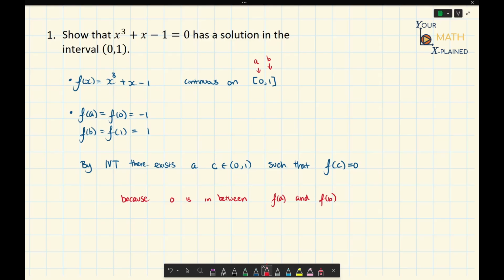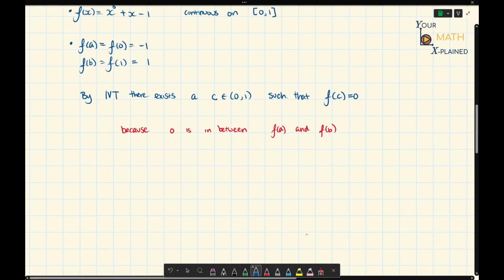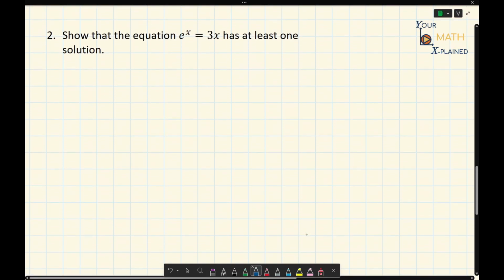All we did is use the intermediate value theorem to say that there exists a solution in the open interval 0 to 1 such that our function is going to be equal to 0. And now let's take a look at another example. So this one is stated a little differently.